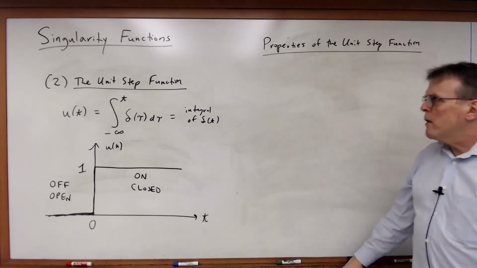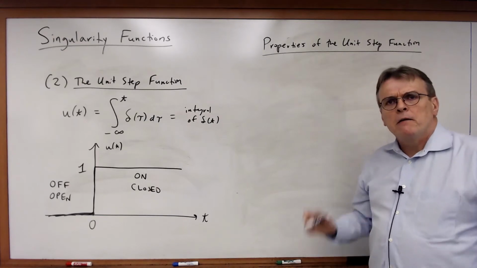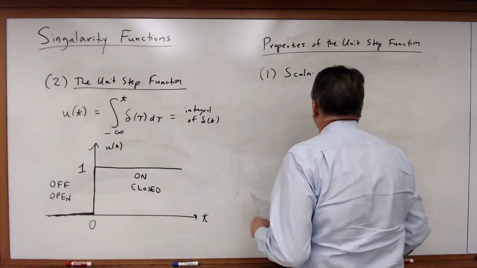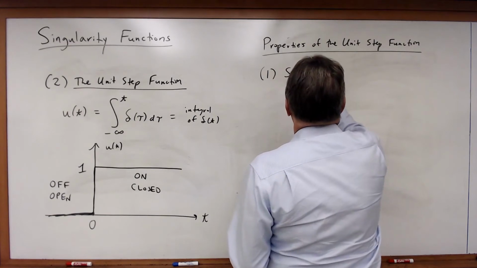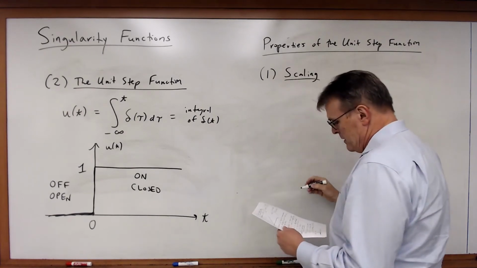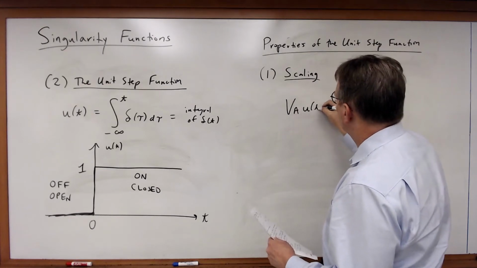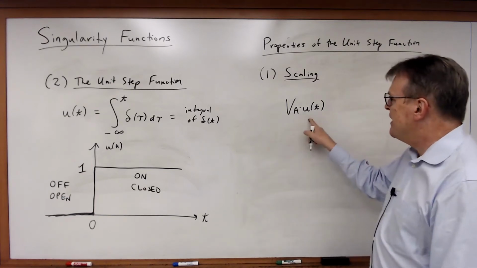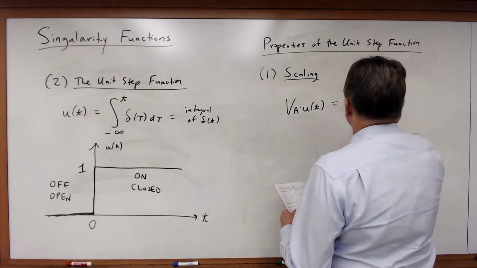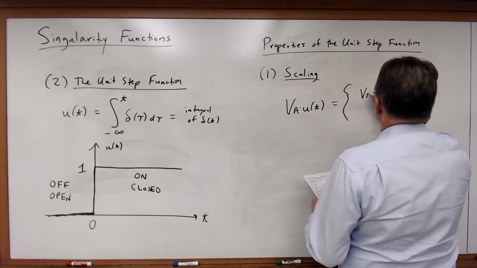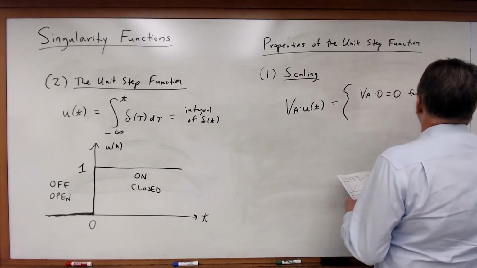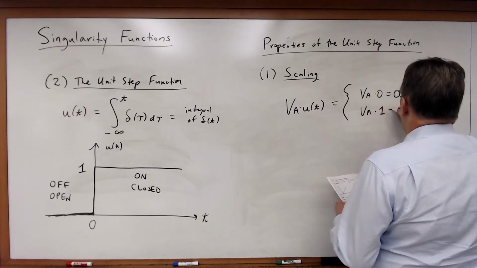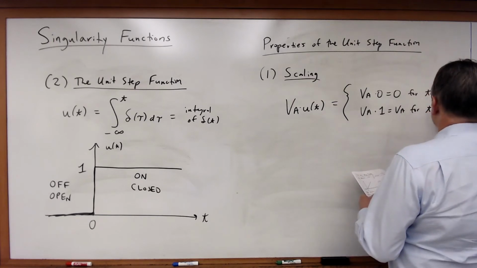So what are the useful mathematical properties of the unit step function? First is scaling. For example, let's say we have a unit step function which is multiplied by a quantity VA times u of t. So I'm scaling that by this quantity. What we're going to get is something that's equal to VA times 0, which is equal to 0, for t less than 0, and something that's equal to VA times 1, which is equal to VA, for t greater than 0.